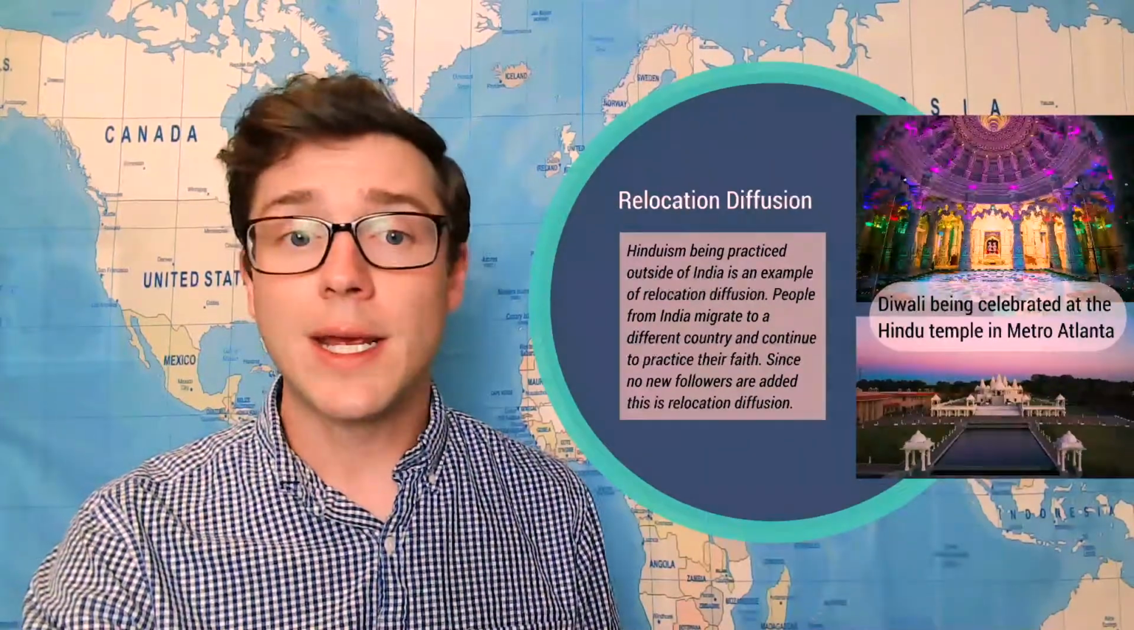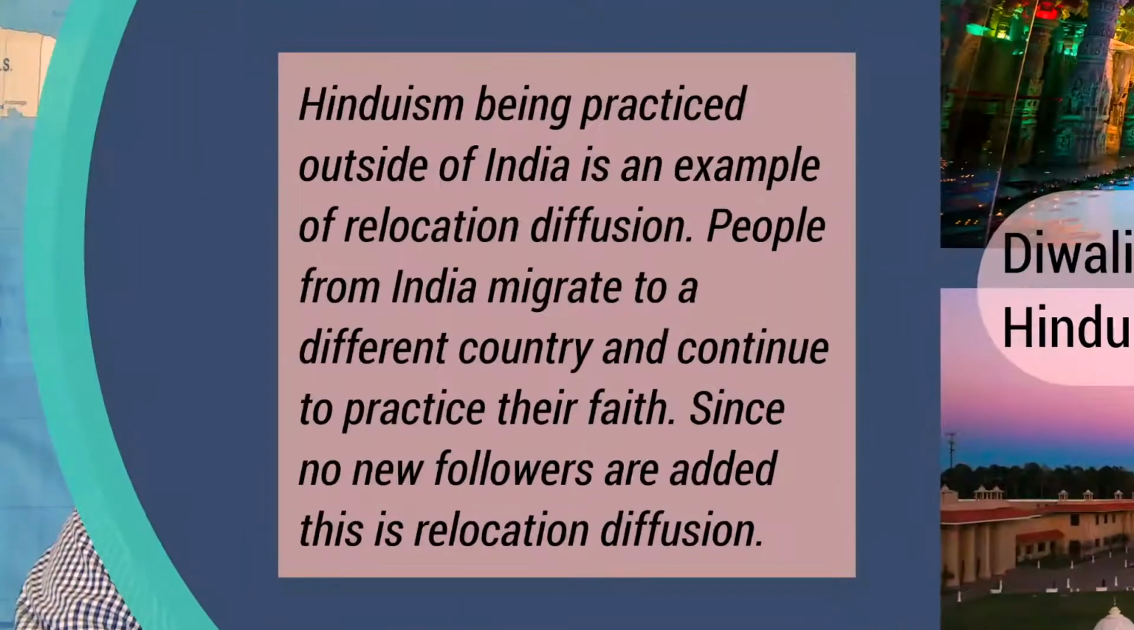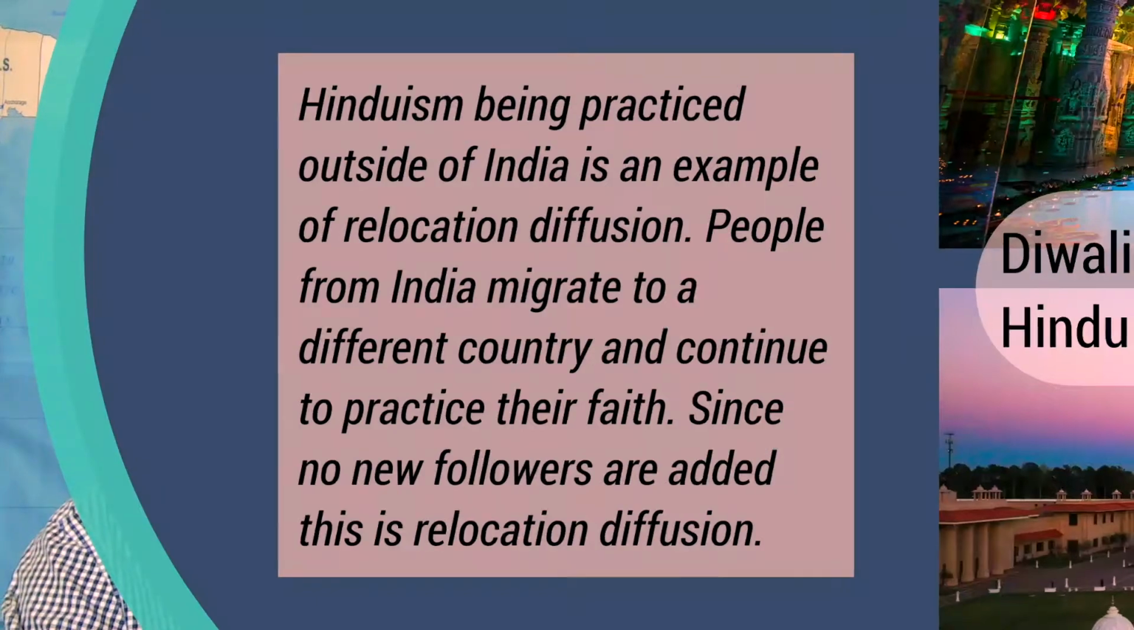A great example of this is Hinduism being practiced outside of India. We learned last week that Hinduism is an ethnic religion, which means it is tied specifically to place. And because of that, when Indian people who practice Hinduism migrate, they bring their faith with them. They are not spreading their faith, they're not converting people to their faith, but they move to a new location with their faith. They continue to do their cultural practices, and no new followers are added. It just moves to a different place. That's why it's relocation diffusion.